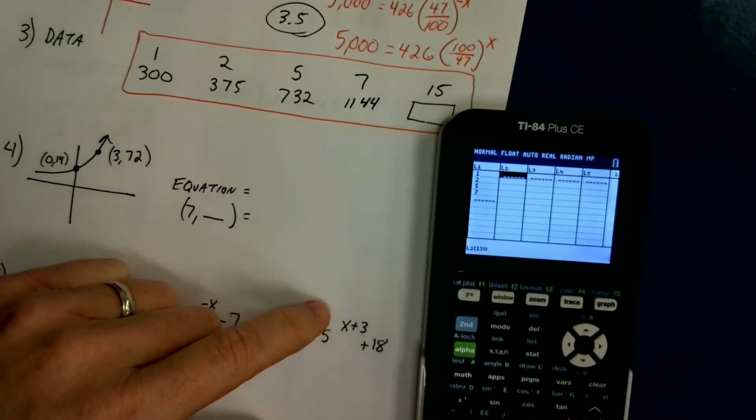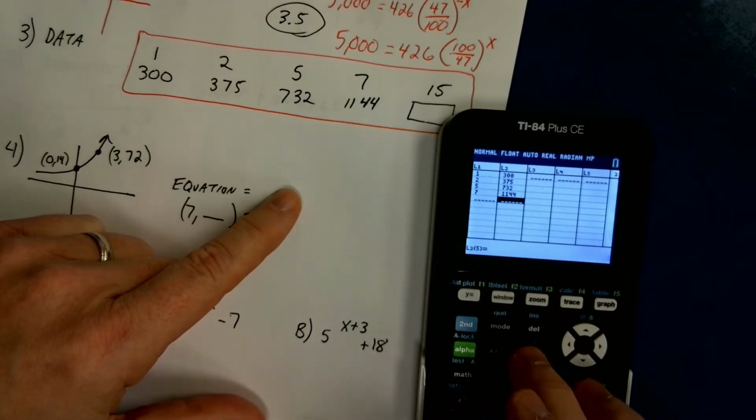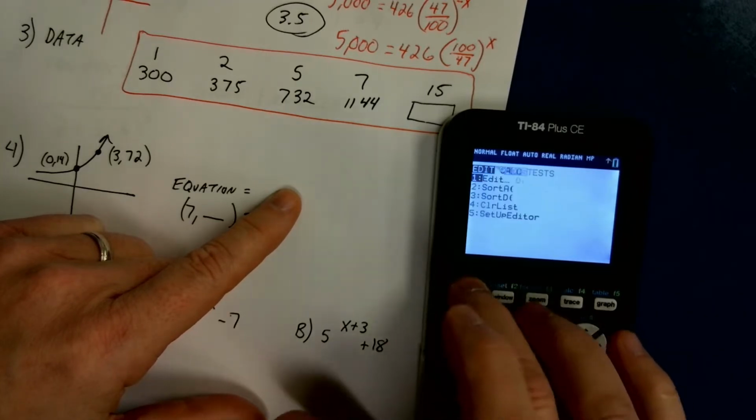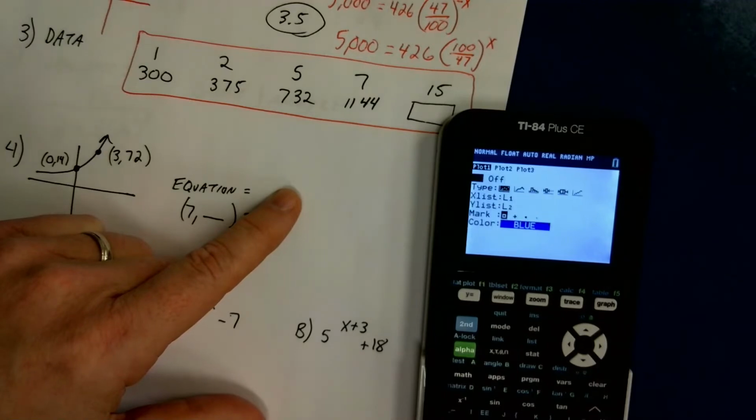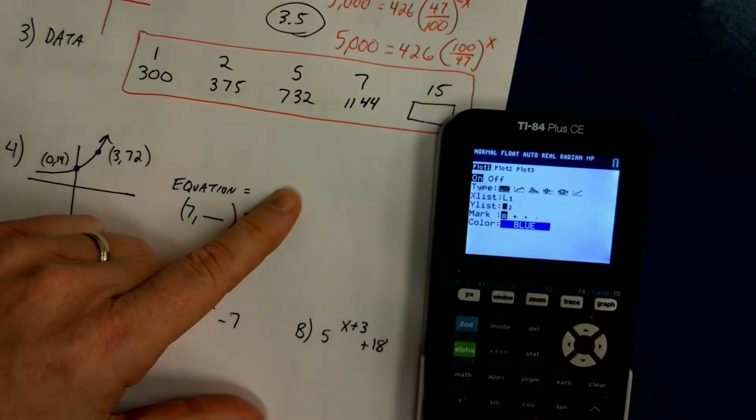Over here, I got 300, I got 375, and I got 732, and I got 1144, and I got those. So let's do a stat plot first. I'm going to turn my plot on. I'm going to do a scatter plot with L1 and L2. Does that look okay? I just kind of want you to see the curve.